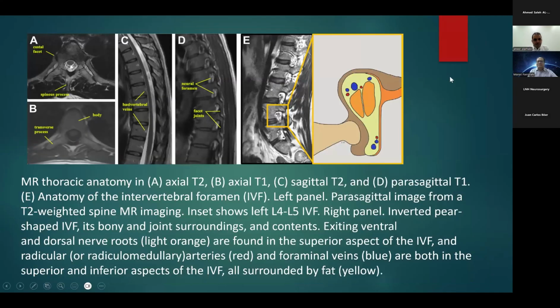So this is an MRI. You can see here in the lumbar spine, the neural foramen is inverted pear-shaped, where the upper part has the nerve roots and vessels, whereas in the thoracic one, it's not an inverted pear, it's a round-shaped structure. As you can see here, this is a thoracic spine foramen. They are round, and in lumbar, it is inverted pear-shaped.